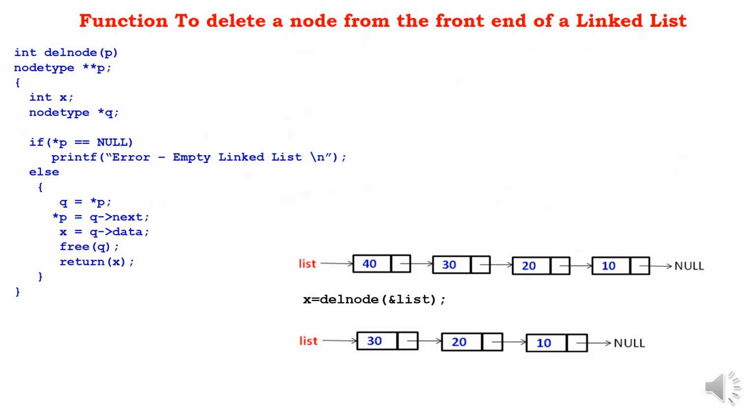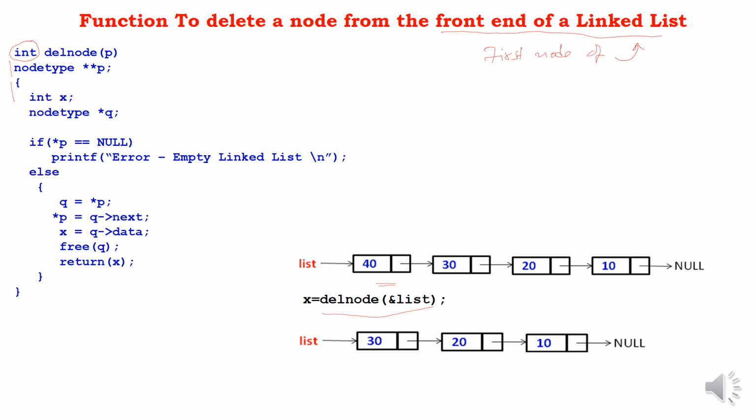Now let me explain the function to delete a node from the front end of a linked list. Front end of a linked list, or first node of a linked list. So I'm going to delete the first node of a linked list. Say if I wanted to delete this node, there is a linked list. I'm going to delete a node using the delete node function. The delete node function is declared in here. So int delete node means the delete node function deletes one node and returns the value of the node deleted.